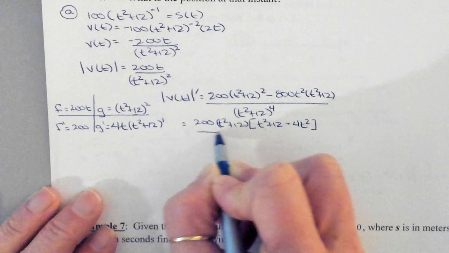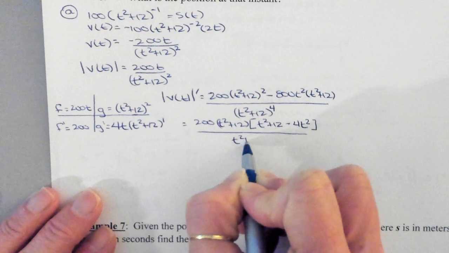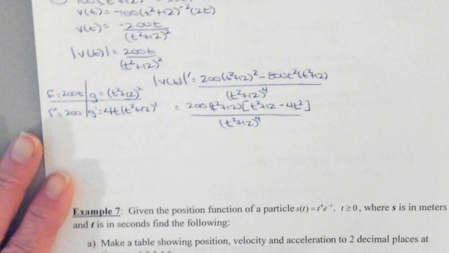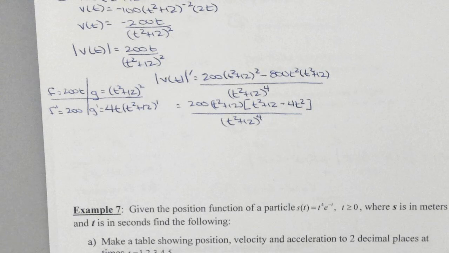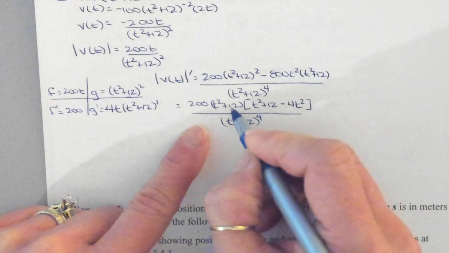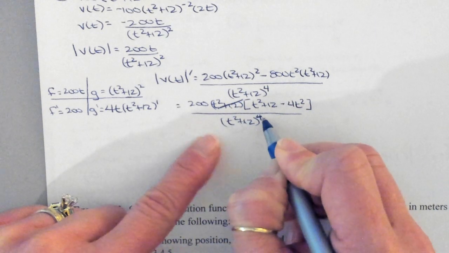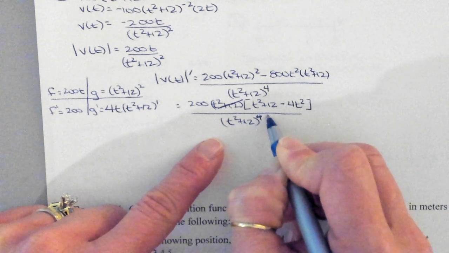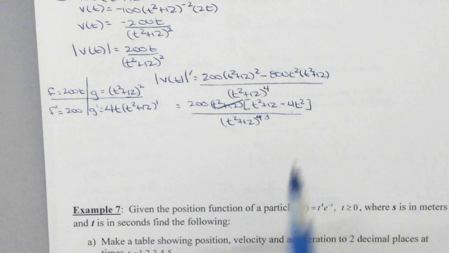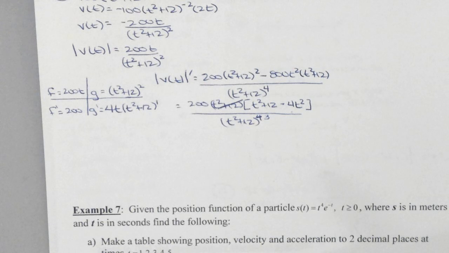And this is all over t squared plus 12 to the fourth power. How can I simplify this? A couple of things that I can do. 4t squared negative plus t squared. Can I reduce this with this? Okay, so one of these will go, and this is to the third power, right? What you said combine in here? So this is negative 3t squared plus 12. Is that true?